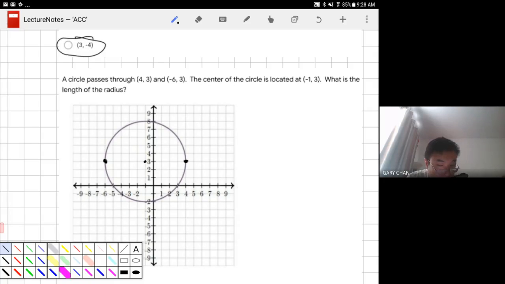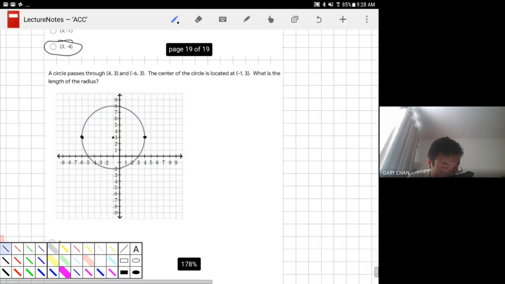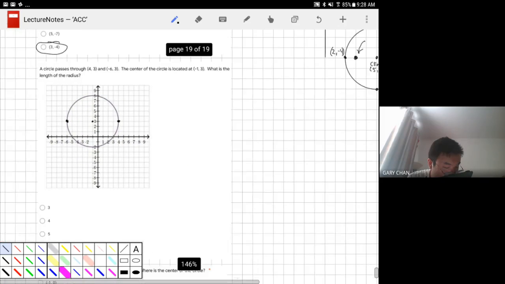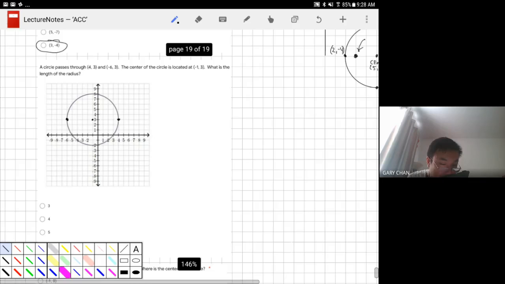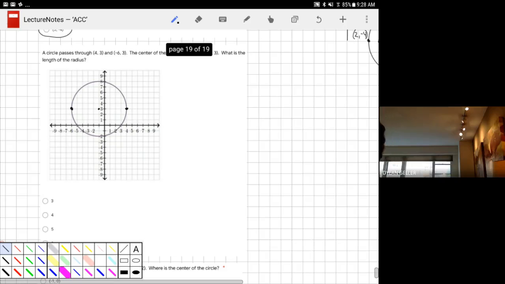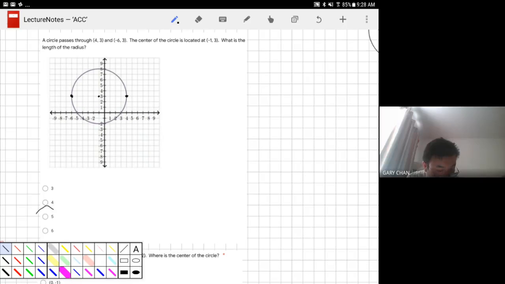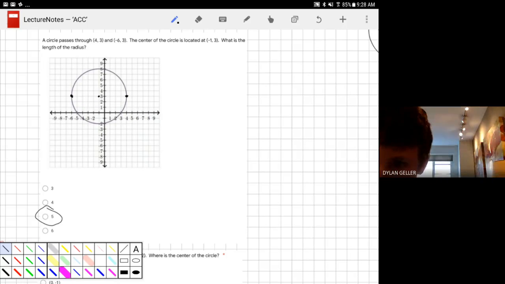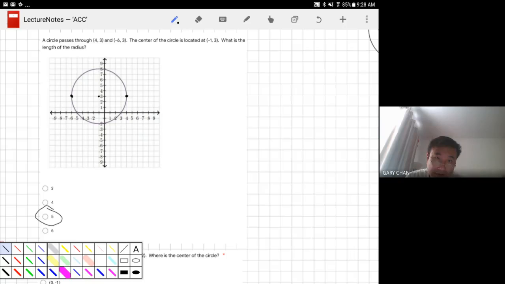Okay. What is the length of the radius? Just looking at this. Maybe. I got it. Yeah, Dylan. 5. 5. I love that. Good job, Dylan. Thank you. All right.